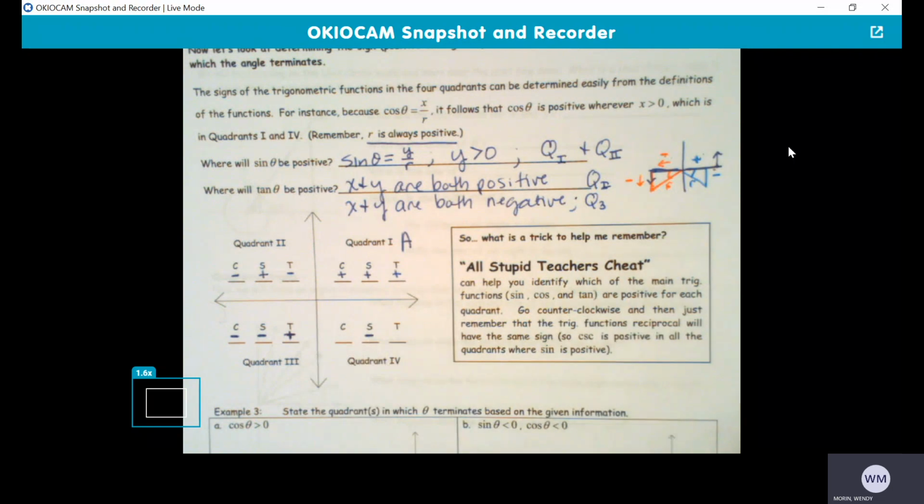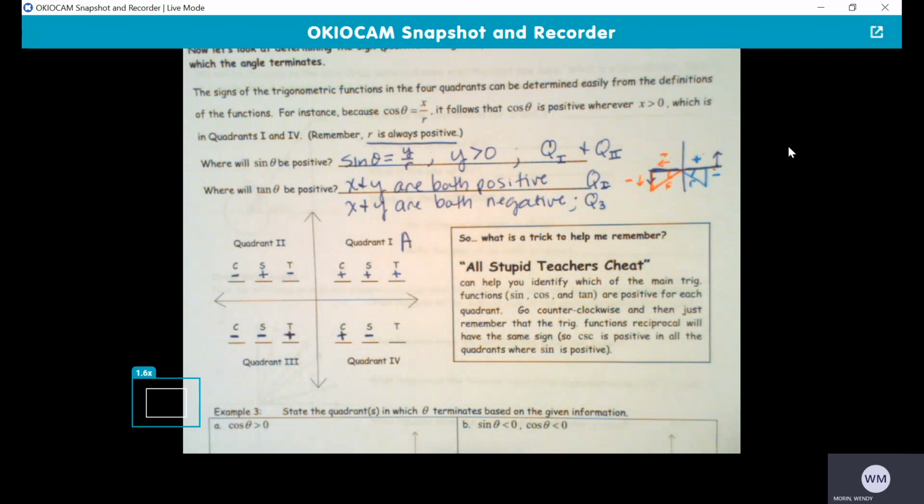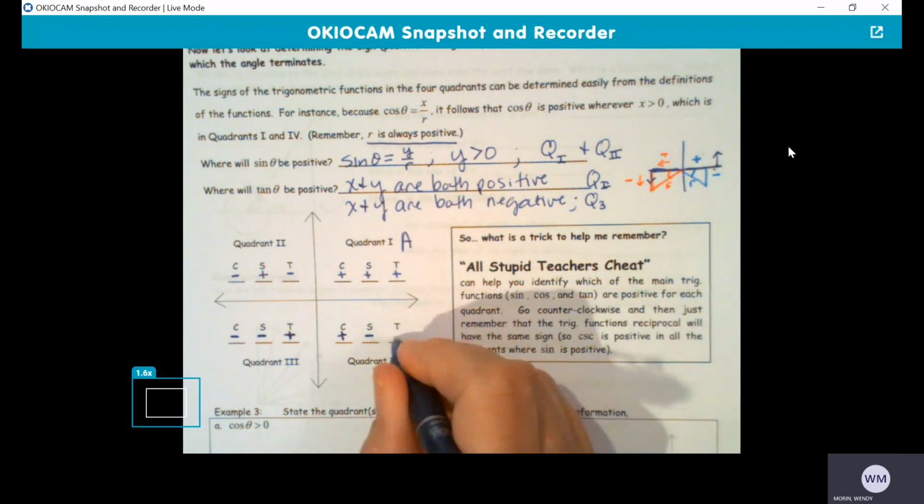Okay. For cosine, adjacent divided by hypotenuse. Adjacent is positive, hypotenuse is positive, or x is positive, r is positive. Positive divided by a positive is positive. Then we do tangent. Opposite over adjacent. Negative divided by a positive. Y divided by x. Negative divided by a positive is a negative.